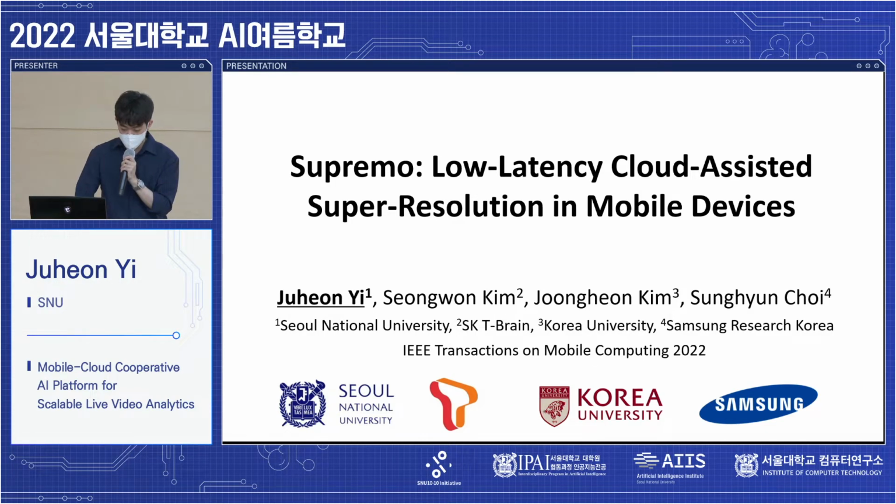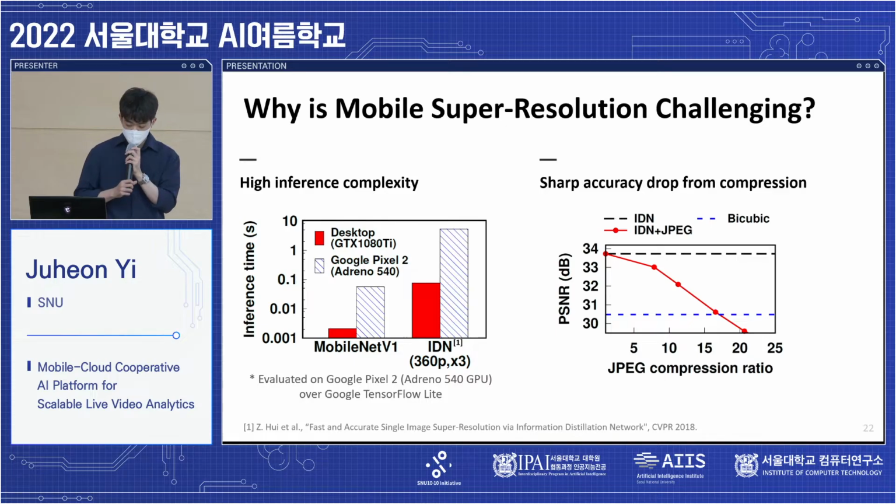The second project I would like to introduce is called Supremo, which is a low latency cloud-assisted super resolution system for mobile devices. This is another work involving cloud offloading for real-time AI model execution on mobile devices. Super resolution is basically upscaling the input image into a higher resolution, and we observed that this is a core task for many emerging MR applications.